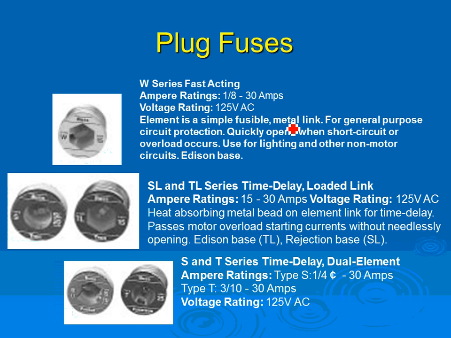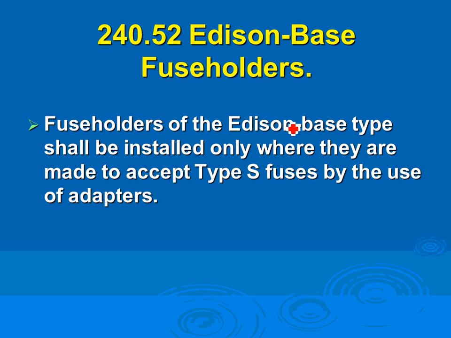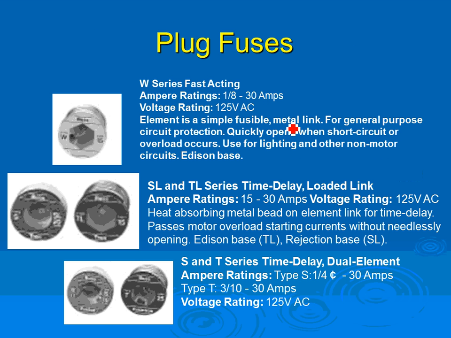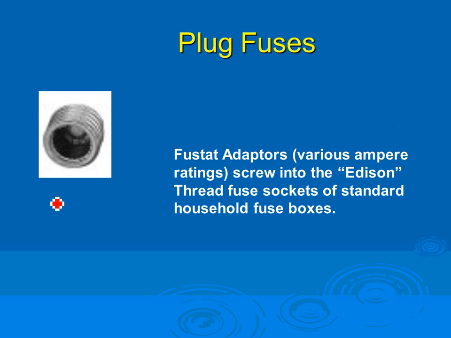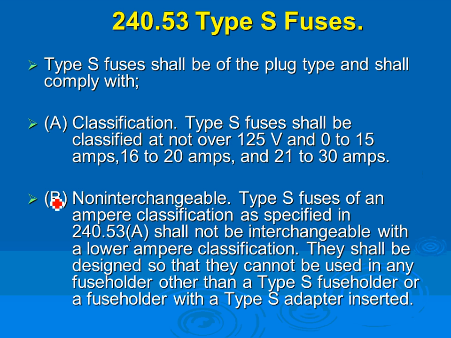This is just some information about different types of plug fuses. Pennies, so you can stick them in there, and they will not trip at all. Type S fuses shall be installed only where they are made to accept them, guys, by the use of adapters. So it limits you, since they're 30 amps, it prohibits you from putting a 20 amp where a 15 amp conductor has been terminated. Plug fuses with the adapters.